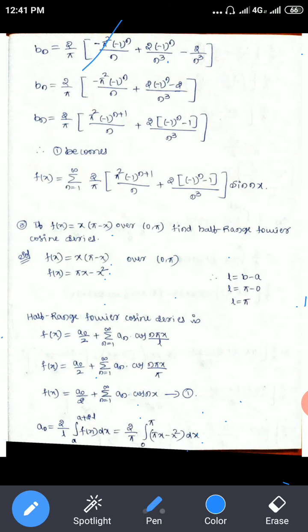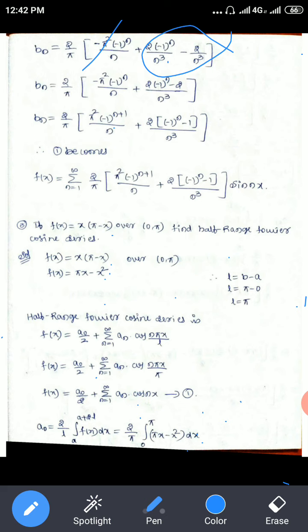Okay, first term minus 2 divided by n cube, minus 2 by n cube. So minus pi square minus 1 raised to n divided by n. Between these terms, 2 is common and n cube is common, so I have taken LCM as n cube. So in the numerator, 2 is common, minus 1 raised to n minus 1.